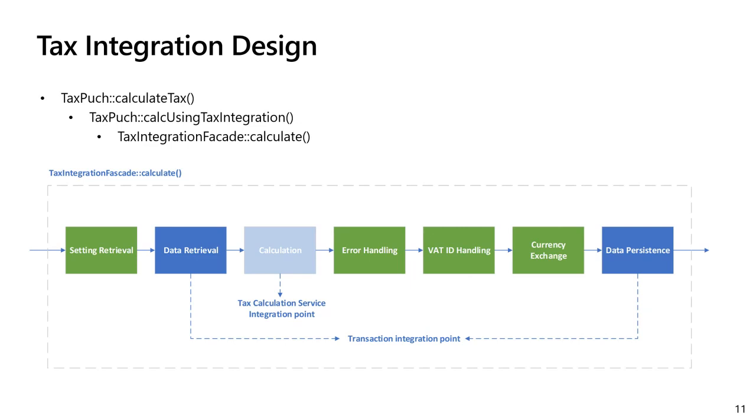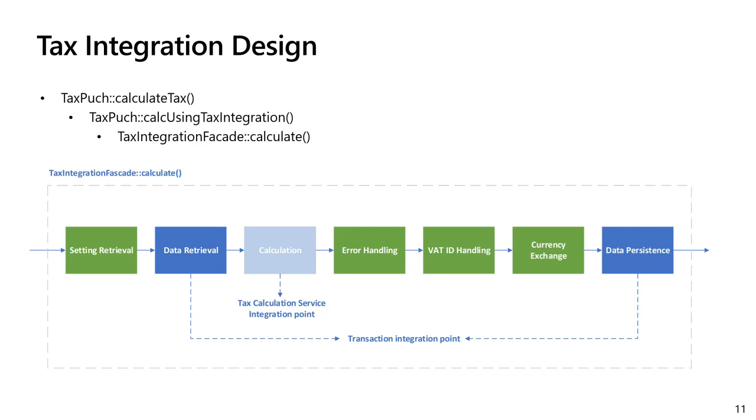For the purchase order, a major entry point for purchase tax calculation is taxPurchCalc, the calculateTax method. By default, it is using the embedded tax engine, but now we will integrate the tax service with the taxPurchCalc using tax integration. This method we call the tax service. And inside this method, the tax integration facade calculate will be called as the entry point.